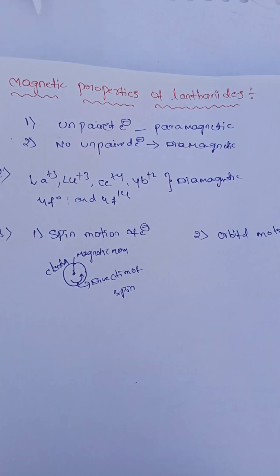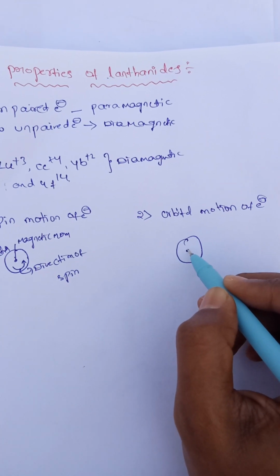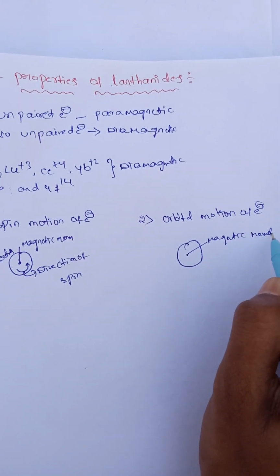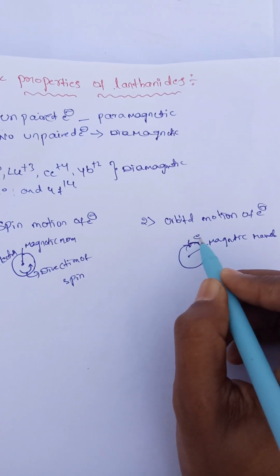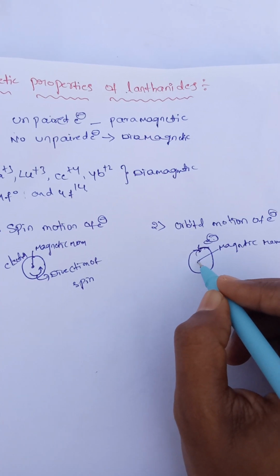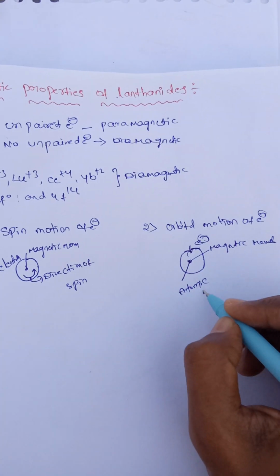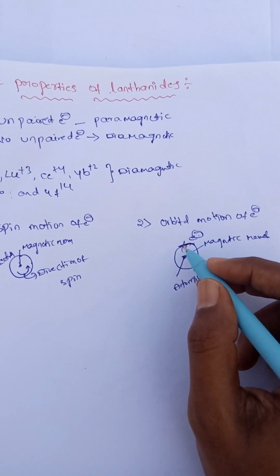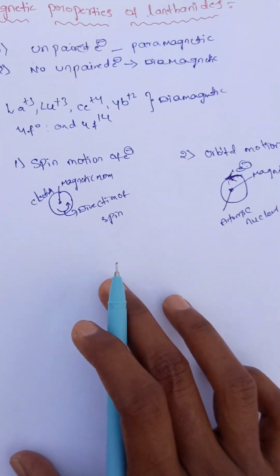Now coming to the orbital motion of the electron, same as before, this is the magnetic moment. In this orbital motion, this is the orbital and this is the electron, and this is the atomic nucleus. The electron is outside, moving like this. Coming to spin of electrons now.